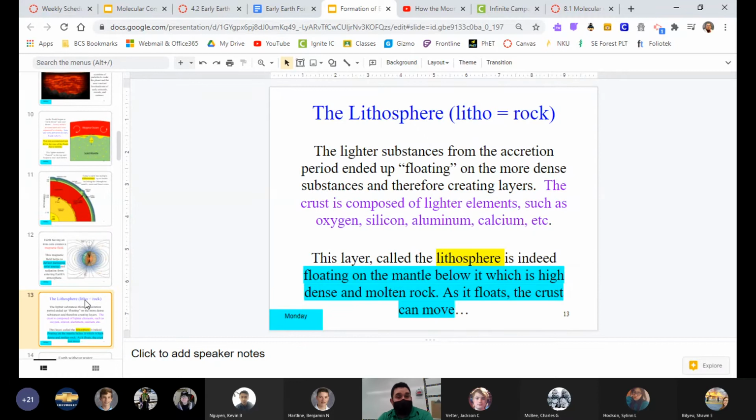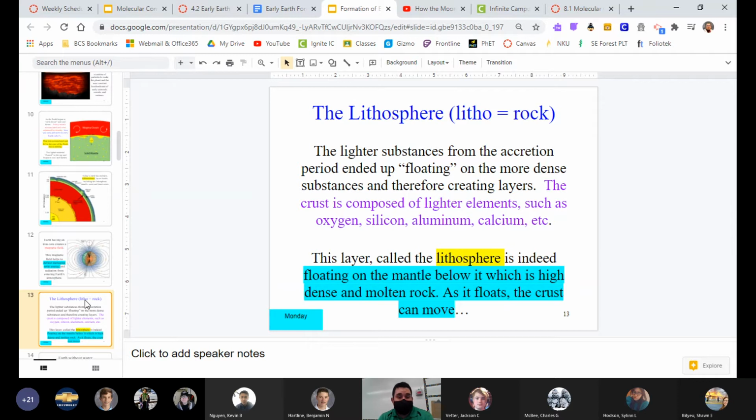All right, we also have a lithosphere. And again, lithosphere is the lighter subject, it's the rock layer. Okay. And again, after that differentiation, the lighter stuff ended up floating on the liquid density, the higher dense stuff. You're talking about liquid rock. That's pretty dense. Okay, it's not water underneath there. It's rock. So the lighter rock started floating, and then started creating layers. And one of the layers that it created was the lithosphere, which is the rock layer.